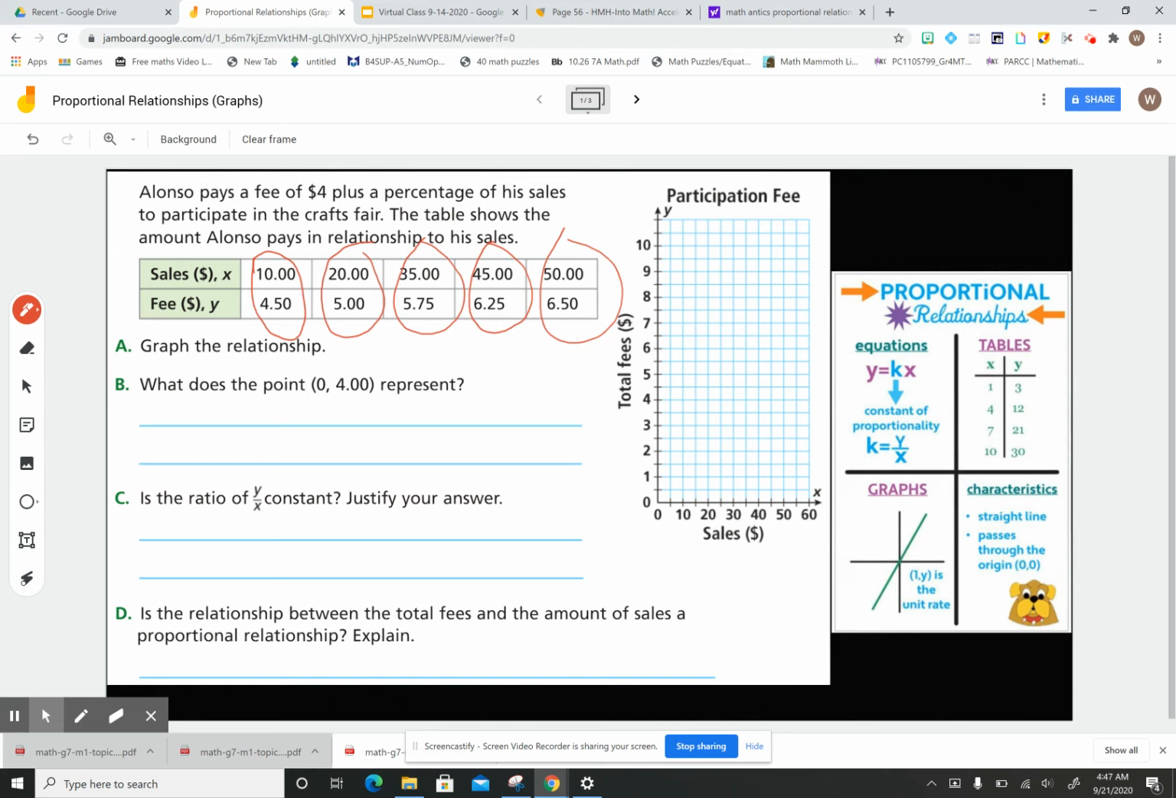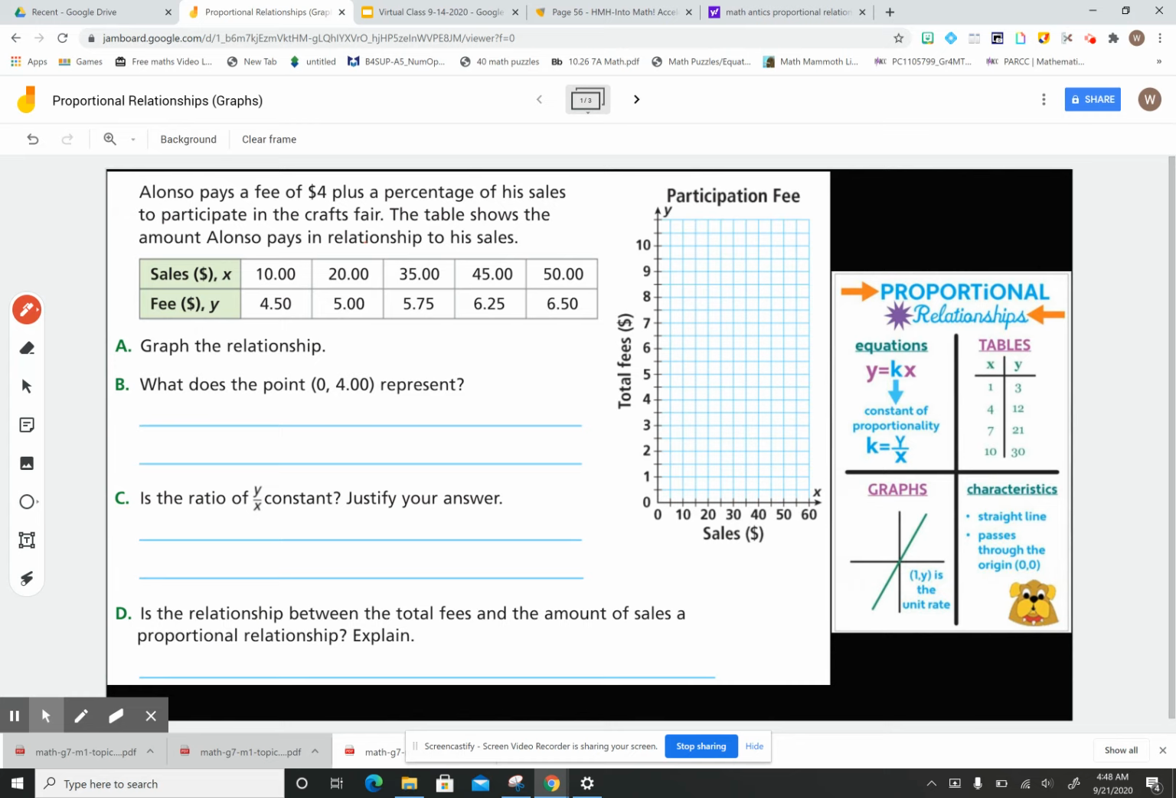Now, we only technically need to graph 2 points. And the reason why we only have to graph 2 points is in order to make a straight line, you only need 2 points. Okay? So we don't necessarily know if this table represents a proportional relationship. So what we can do is we can determine before we graph it if this table represents a proportional relationship.